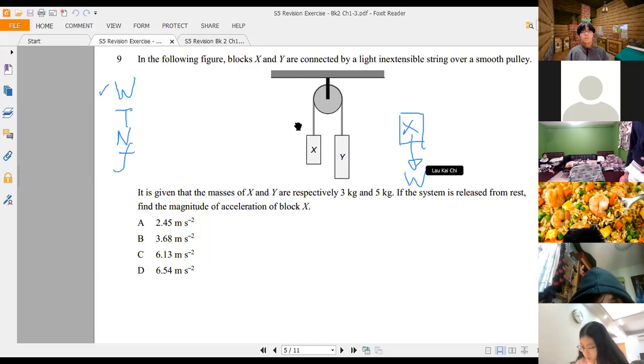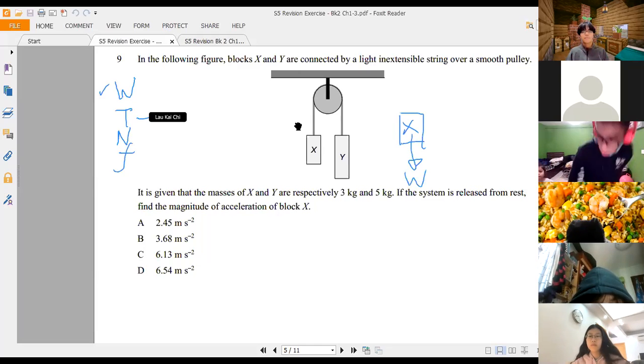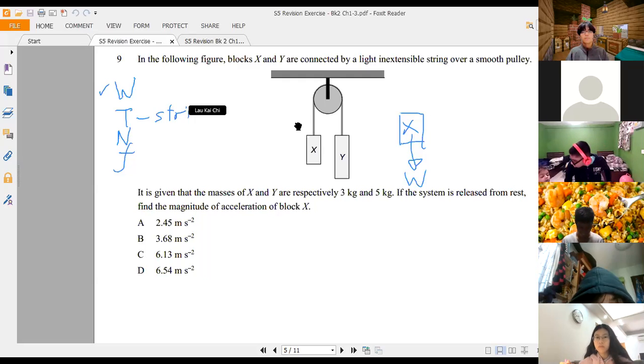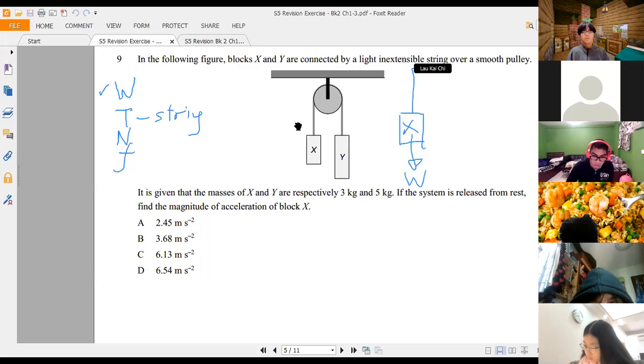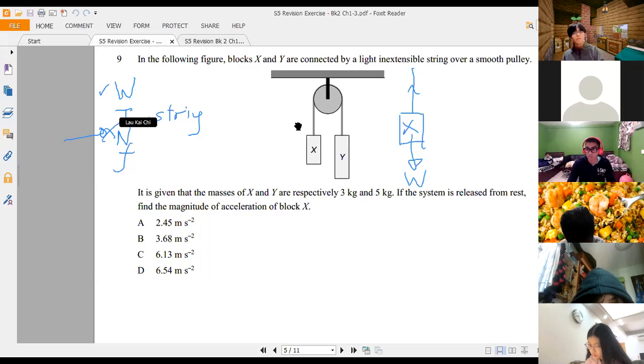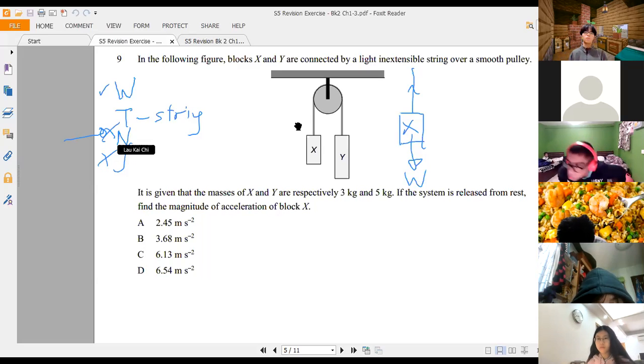Is there any tension? For tension, you need to see whether you have a string. Yeah, good. Someone also answered me that: weight and tension. Now, normal reaction, is there any object in contact with it? So it's only a string. That means there should be no normal reaction. And since there's no contact surface, there's also no friction. So you may think in this way. This is what we have.